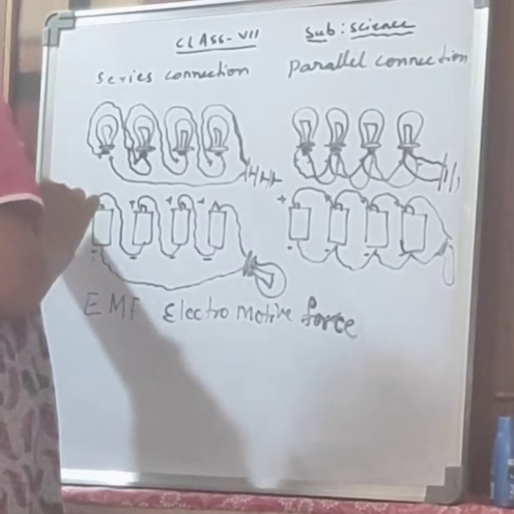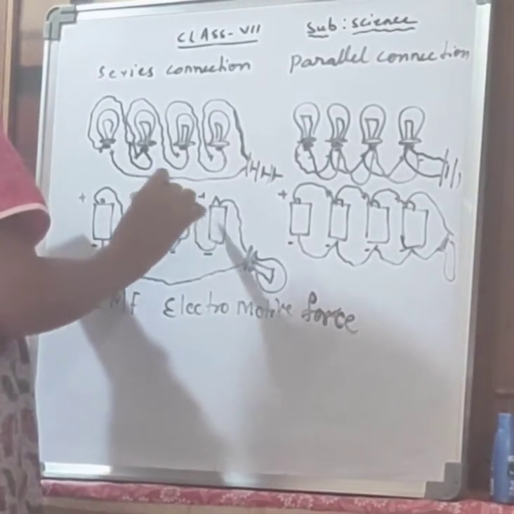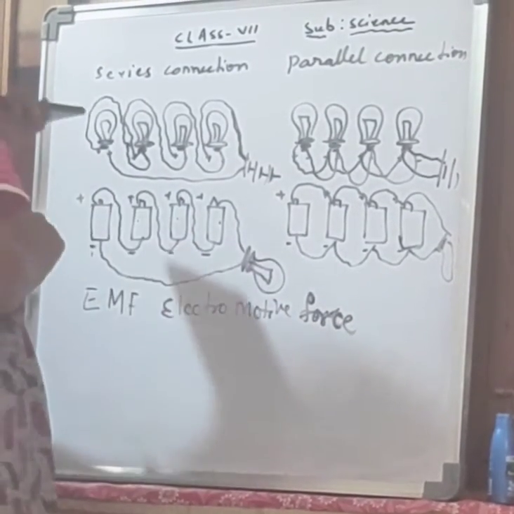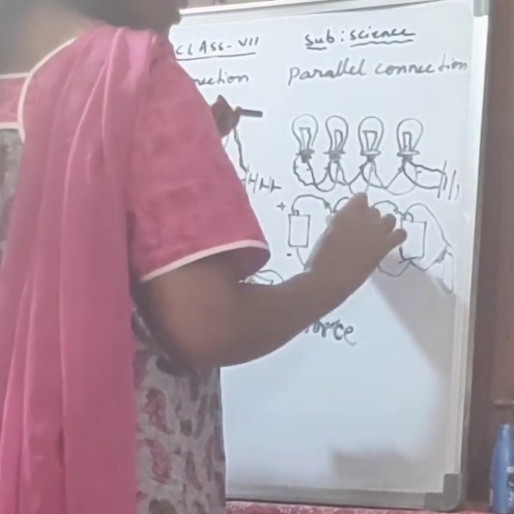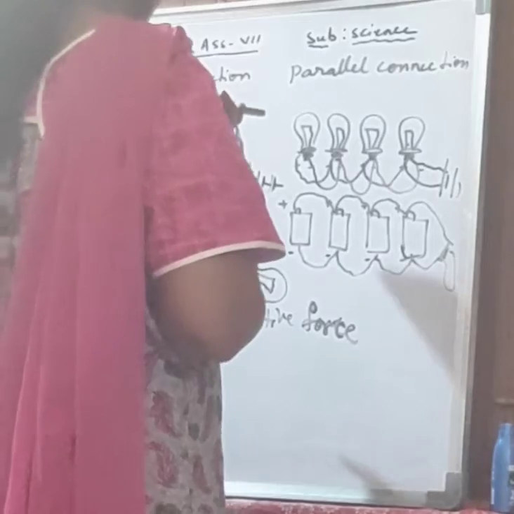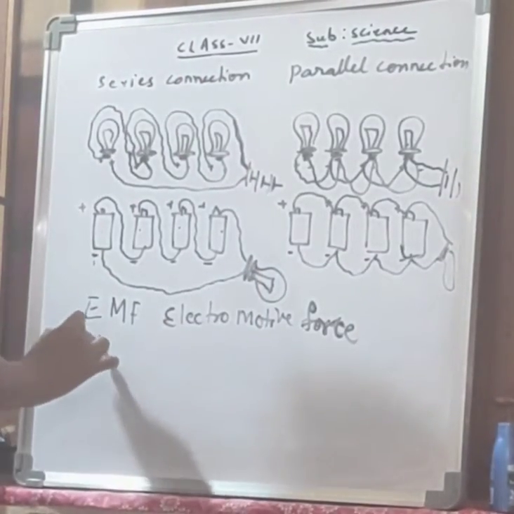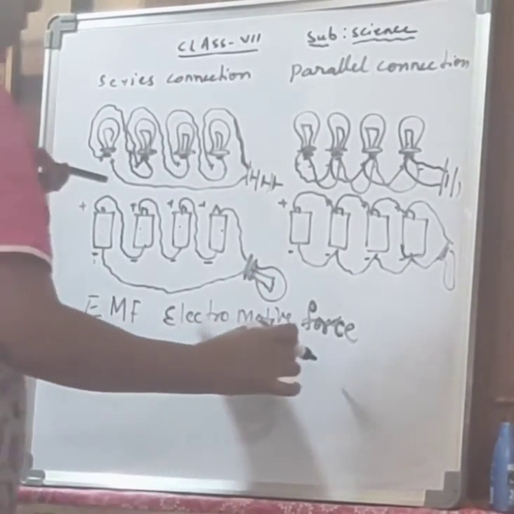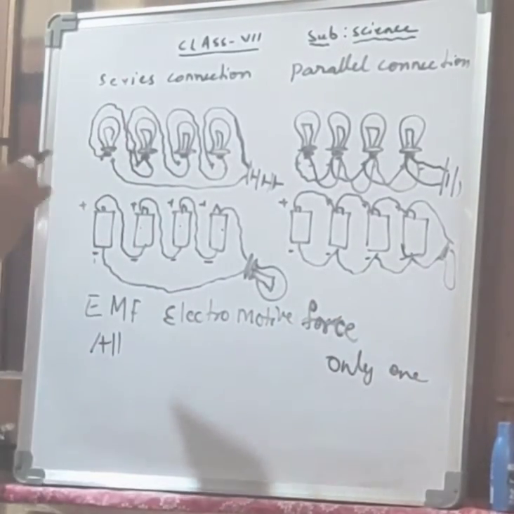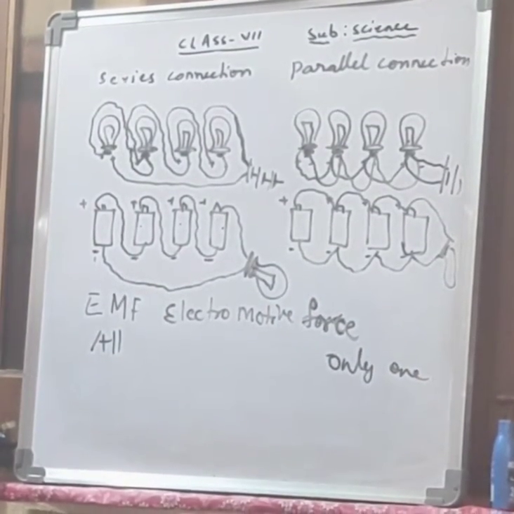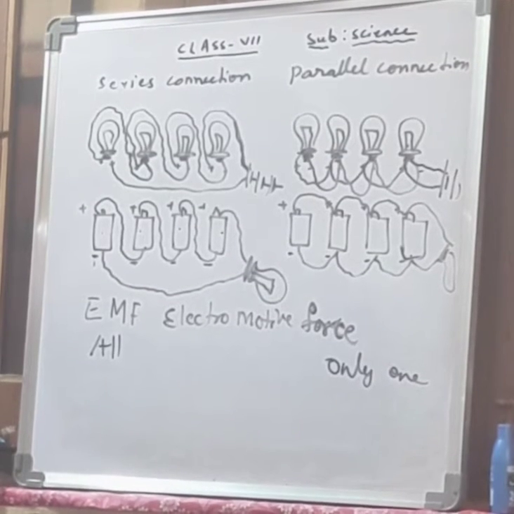All the cells' power is used up, whereas in parallel connection, only one bulb or only one cell's power is used up. That is the difference. Here all the bulbs or cells are used up. Here only one bulb or only one cell's power is used up. Okay. All the bulbs will glow. If you connect, all the bulbs will glow.